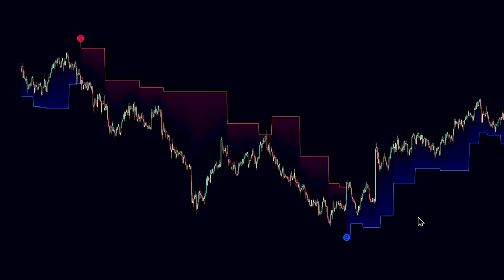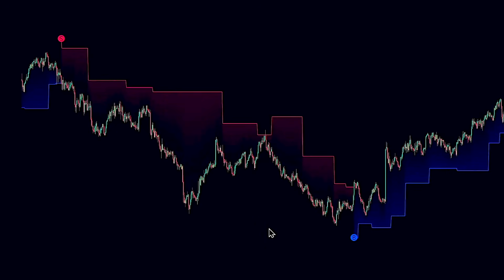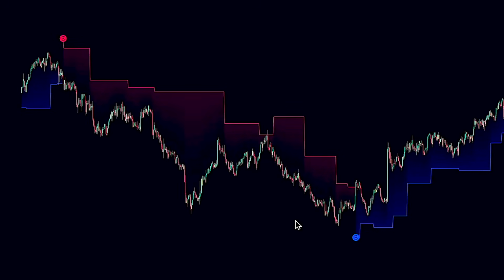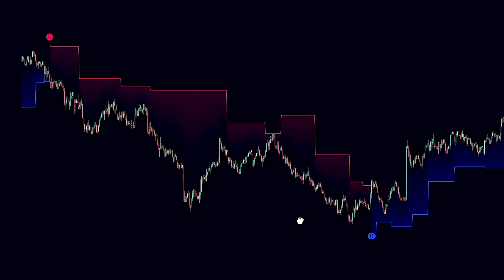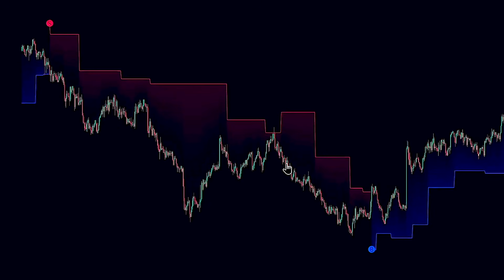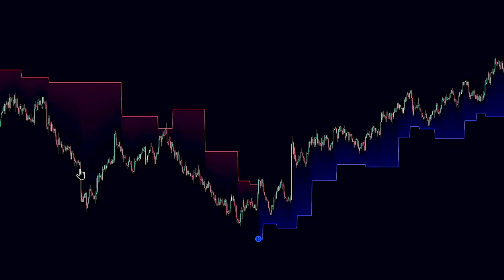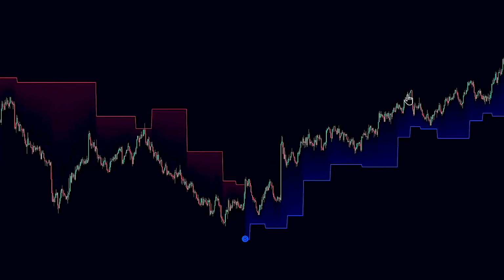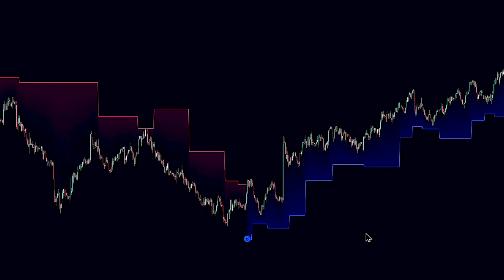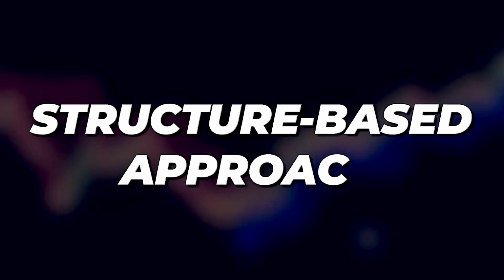Here's what really separates this indicator from most others. The majority of trend tools rely on averaging price, which means they lag and they often get fooled by sharp spikes. Pivot Trend uses a structure-based approach. It looks for pivot points, meaning real turning points where price formed a swing high or a swing low. It does this by scanning the highest highs and lowest lows inside a window you control. Then it uses those pivots to map overall trend direction.